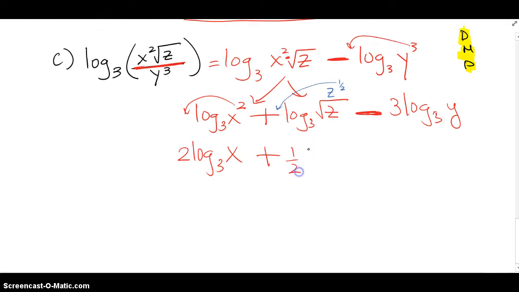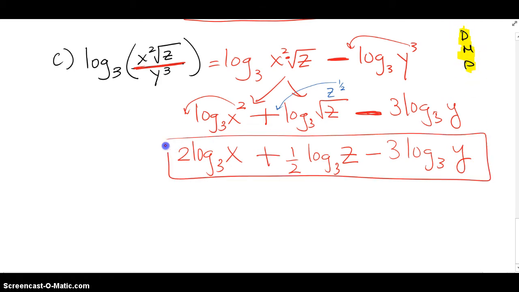So drop the 1/2 and you have 1/2 log base 3 of z, because there is an exponent, a power of a half. Minus 3 log base 3 of y, and I think we're pretty done because this argument and this argument have already been taken care of as far as these operations are concerned.